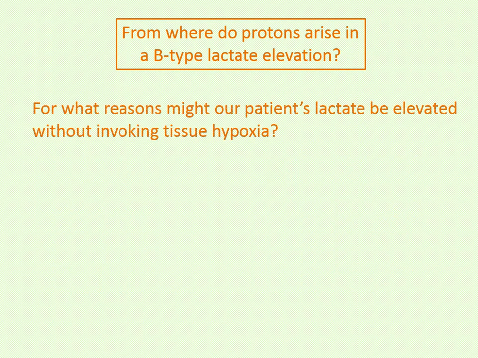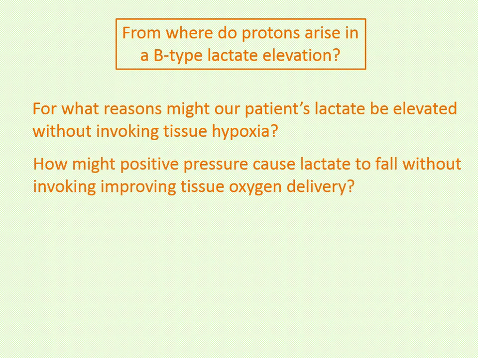So, for what reasons might our patient's lactate be elevated without invoking any tissue hypoxia or that so-called A-type physiology? Well, our patient was working extremely hard to breathe because she was drowning, and hypoxemia is a very, very potent stimulus of adrenergic stress. So, she may have had a lactate elevation simply from hypoxemia. The muscles of respiration were working very hard, which were consuming oxygen and which were stimulating or at least following those biochemical processes outlined a few slides ago.